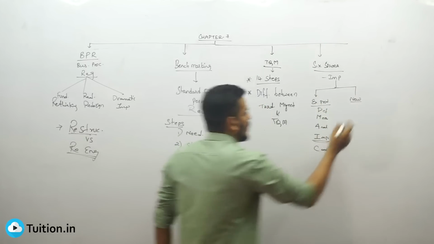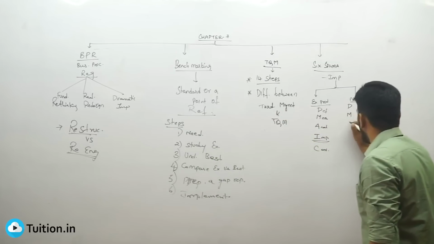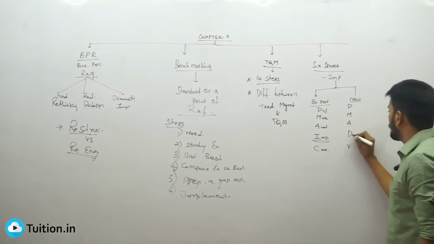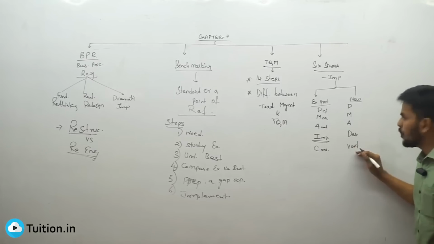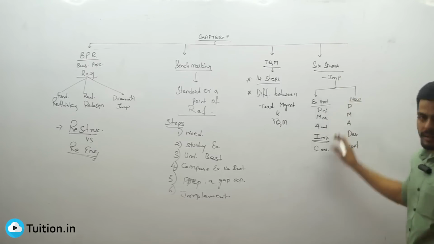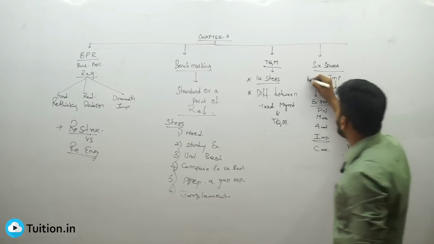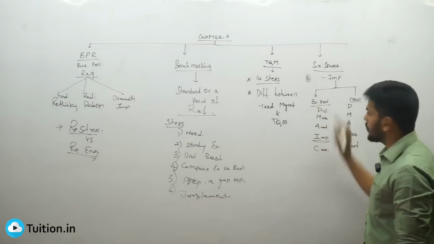New product is about DMADV. D for design and V for verify. Since it is not there, design it now and go for verification, right? This is the important question in 6 Sigma, very important. How is 6 Sigma implemented for new products and existing products?